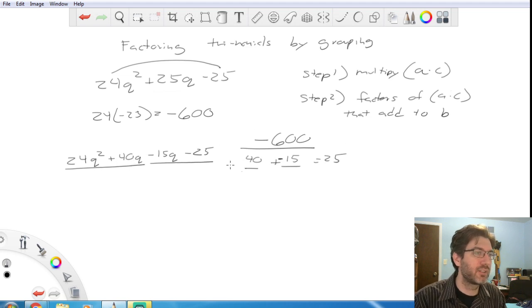Again, this here is going to be the difficult part, is finding those factors. And that's why I showed you the slide and divide method, because it makes that a lot easier. And slide and divide will work for this as well. This is just another way of doing it.